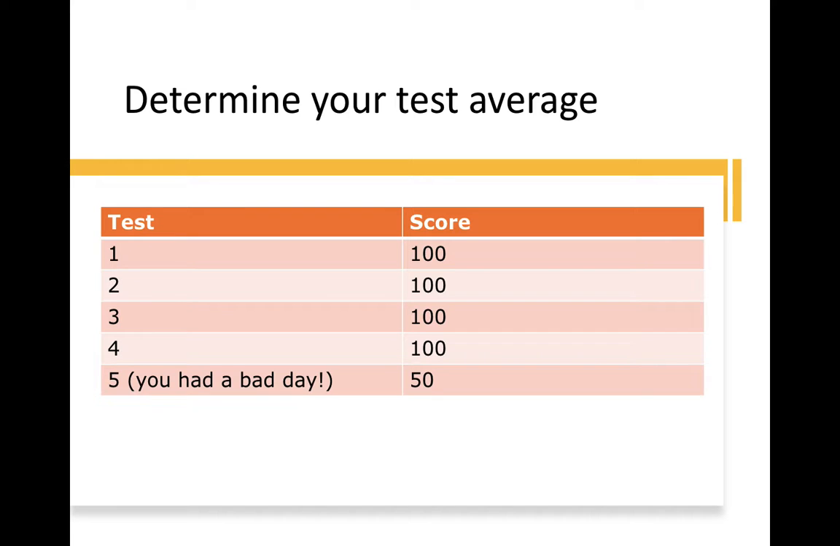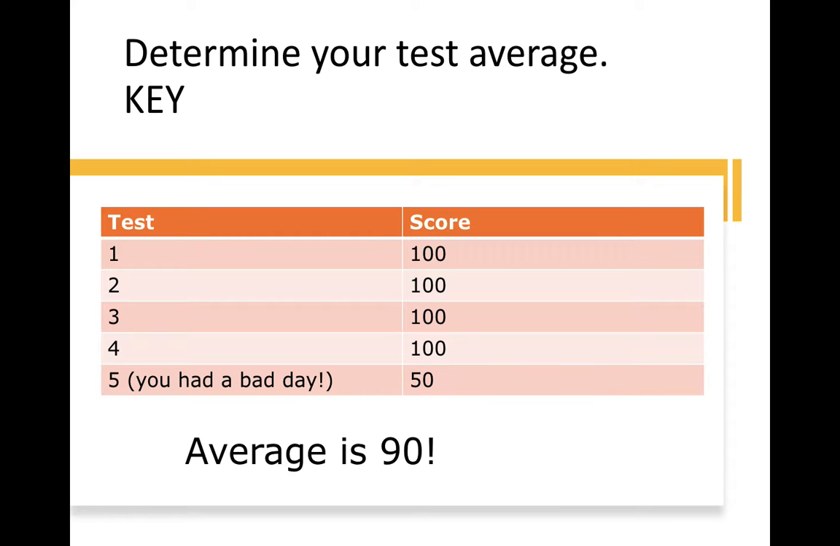Now suppose you needed to determine your test average in a class and you had taken 5 tests, and you can see these are your scores. You got 100 4 times, but you had a bad day and got a 50. Now what would your average be? Many of you might be able to do this in your head, but go ahead and calculate your test average, the average score. What did you get? Well, your average is 90. Wow, you still have the A.